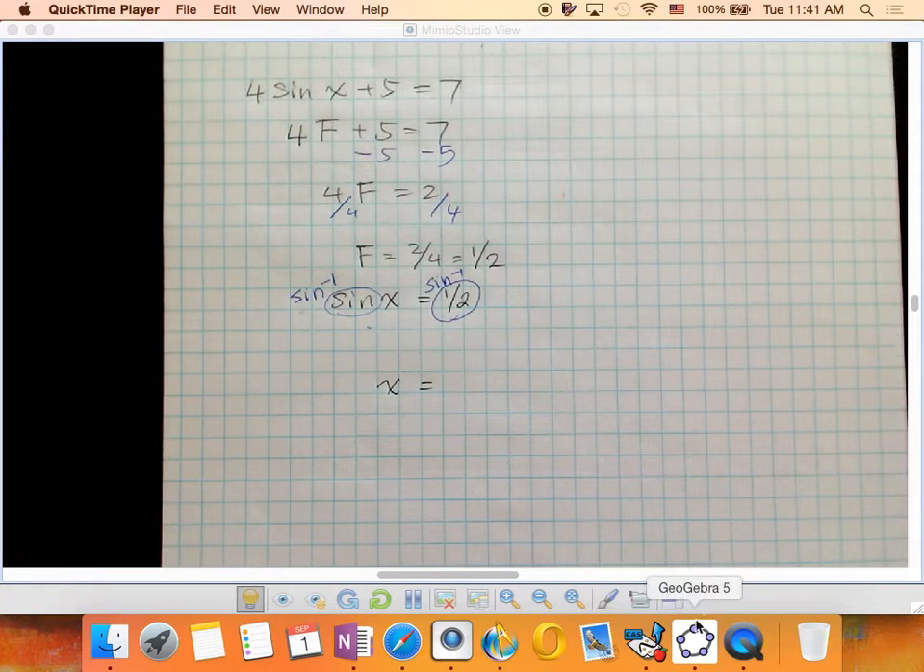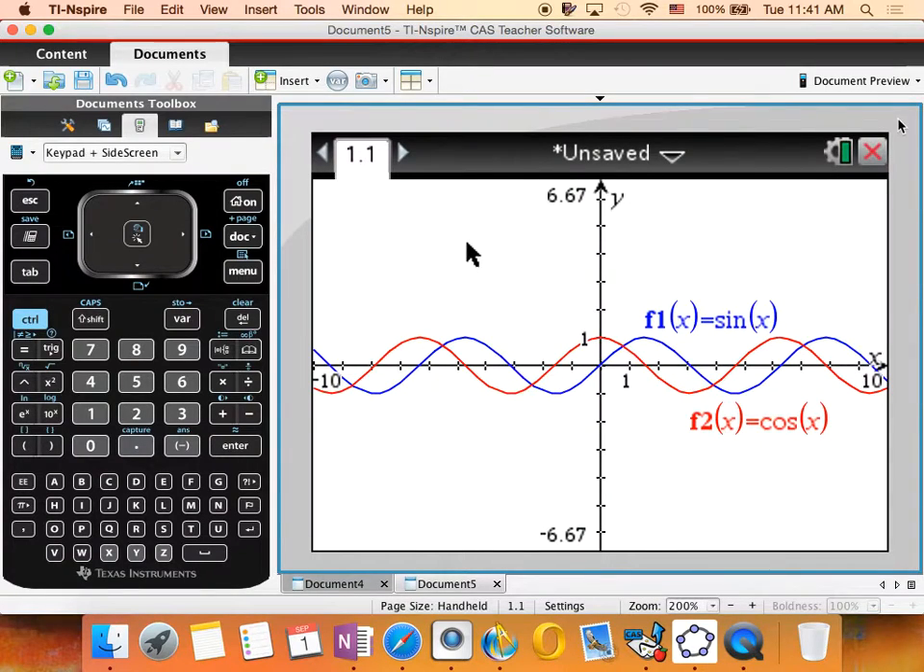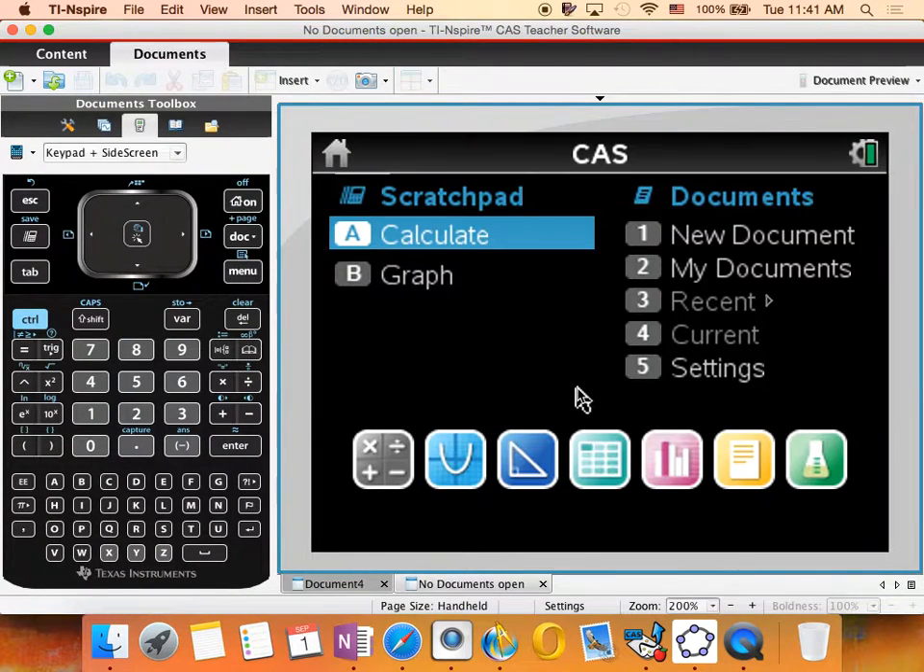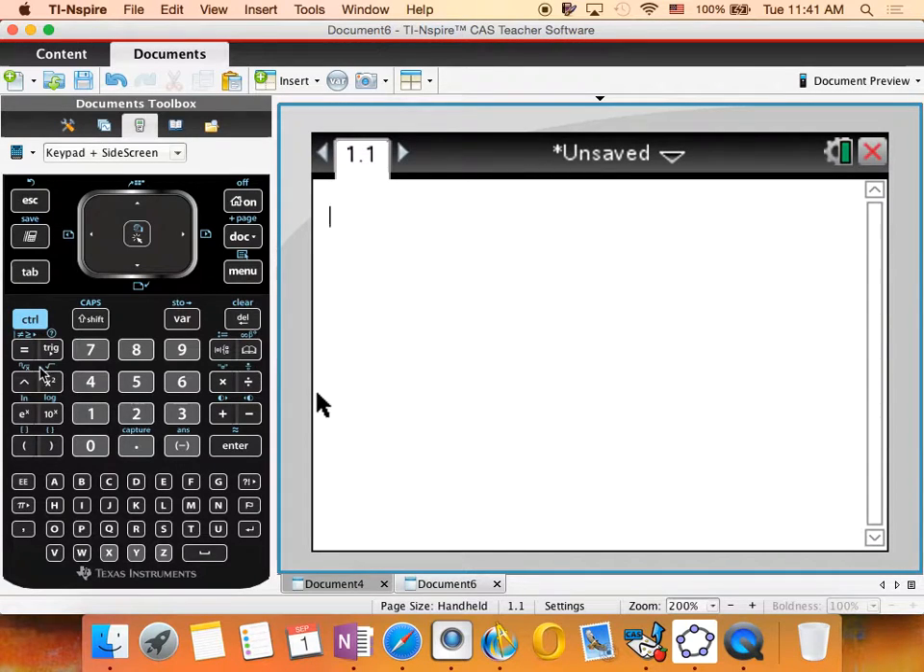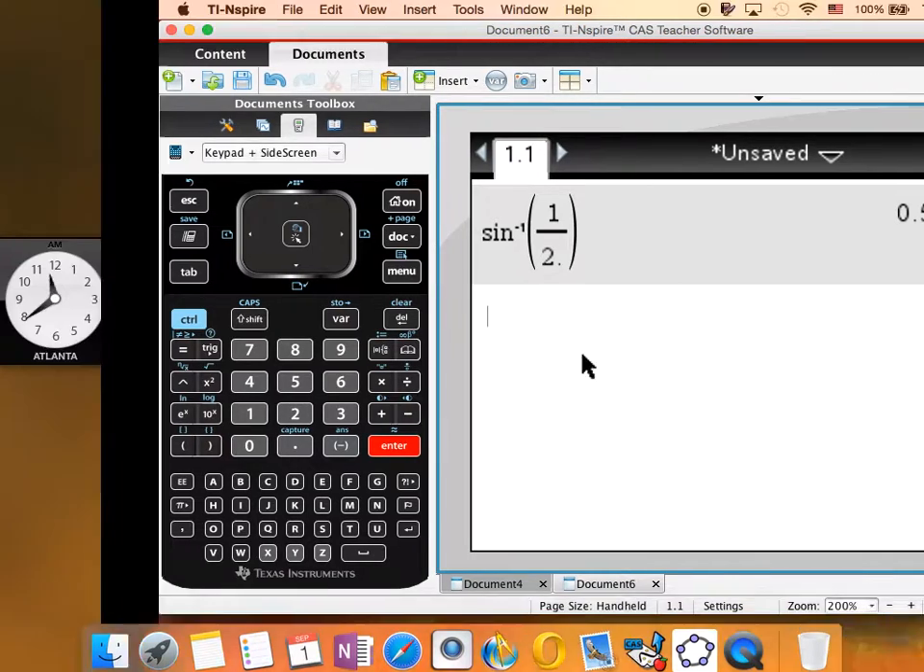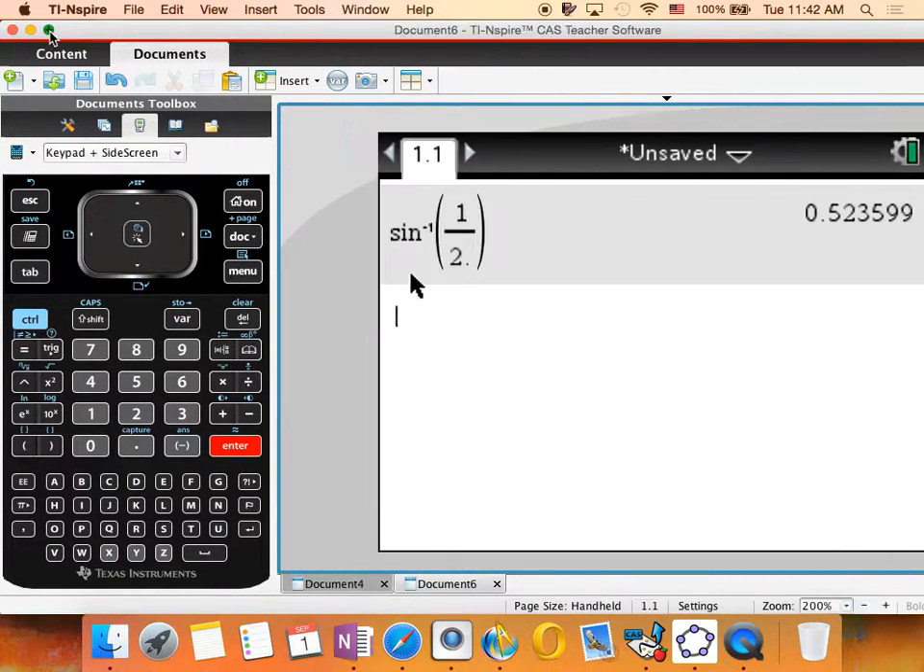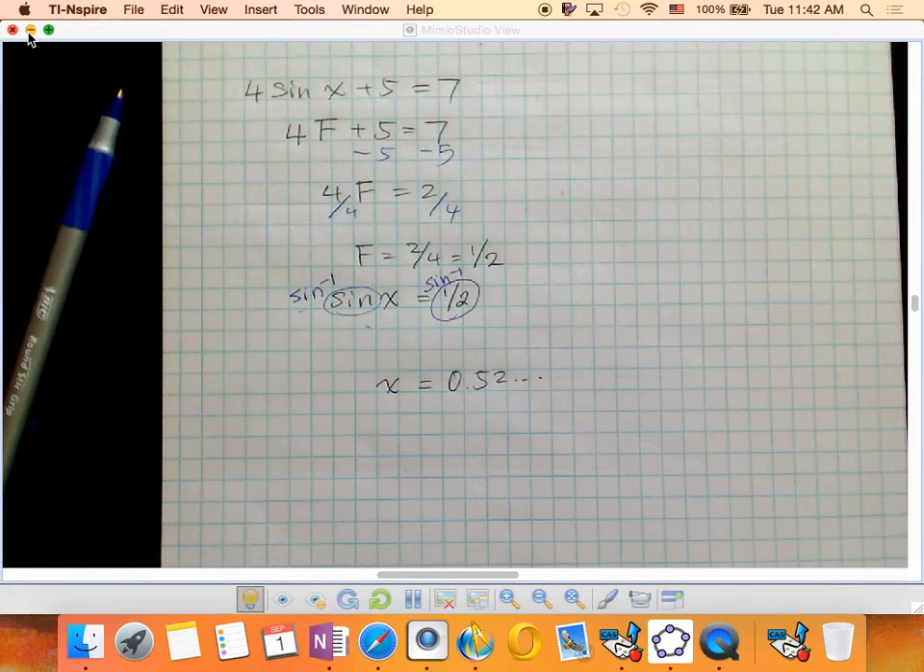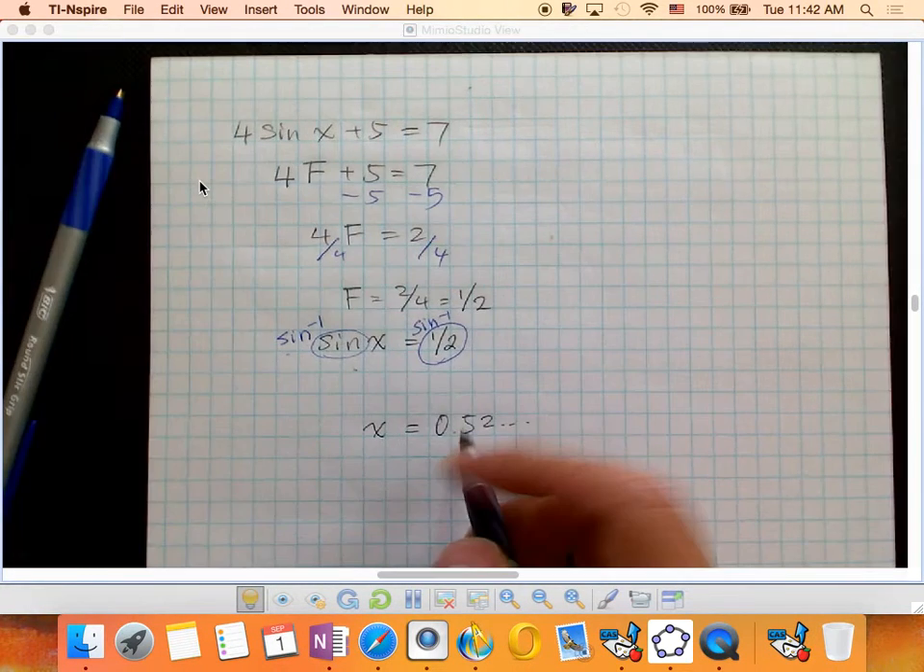Now, let's take the calculator. And you go to trig, take the inverse, and it's a half. Make sure to put the decimal points so that it gives me the answer. So that's 0.52 whatever. Okay. Now, the question is, oh, wait a minute.